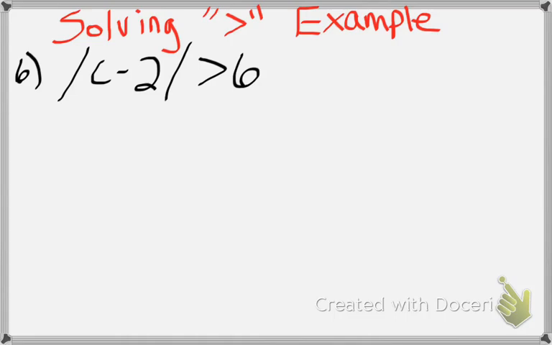Okay, so now we're going to do some greater than absolute value examples. And for each of these, I'm already going to give you a heads up. They're going to have a lot of or-ish compound inequality characteristics. So do the same thing here.